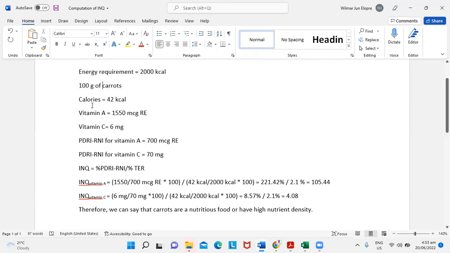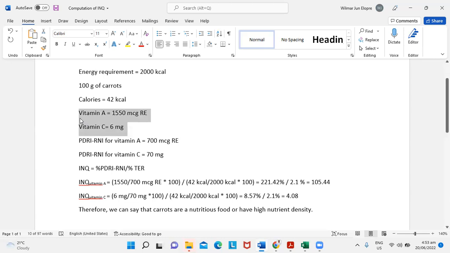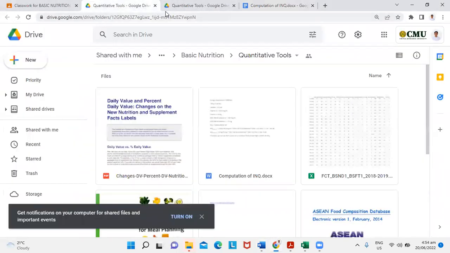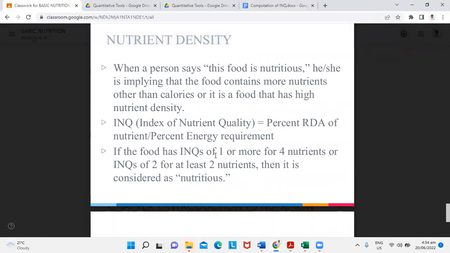and then we have this portion of food that we want to analyze, carrots. We want to determine the calorie content of carrots as well as these micronutrients, vitamin A and vitamin C. These are just examples of micronutrients that we want to compute to derive the INQ. If we read this in the PowerPoint, if the food has INQs of 1 or more for 4 nutrients or INQs of 2 for at least 2 nutrients, then it is considered as nutritious.